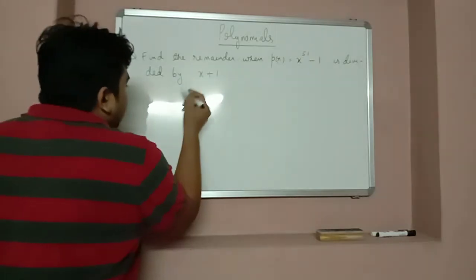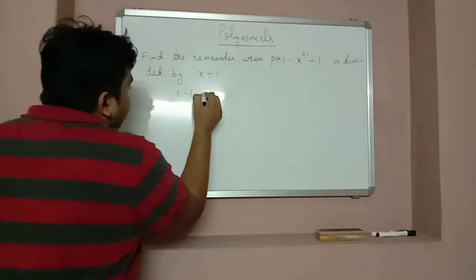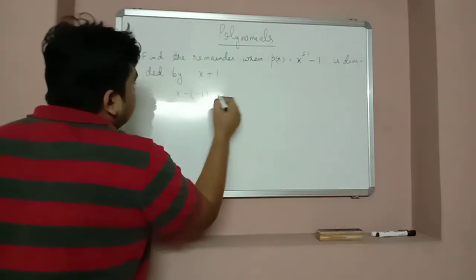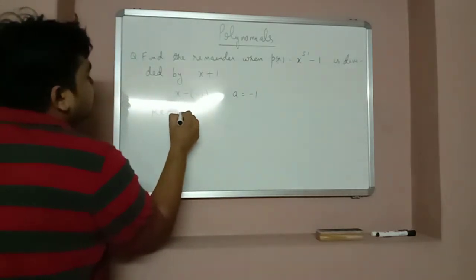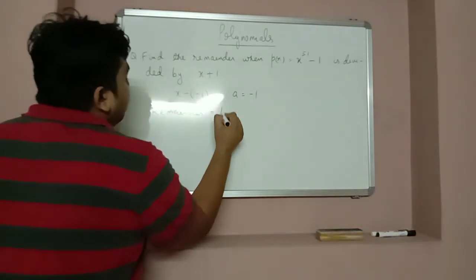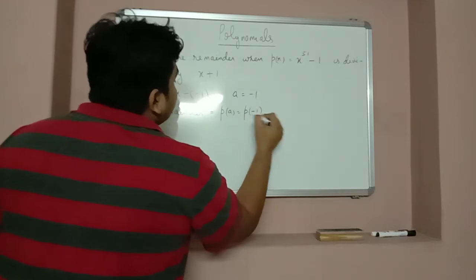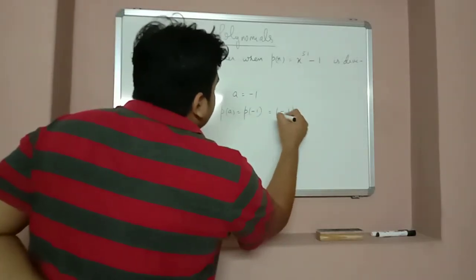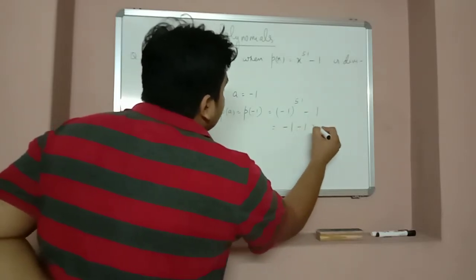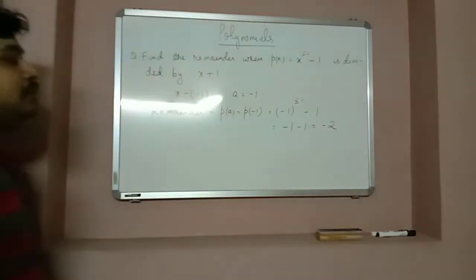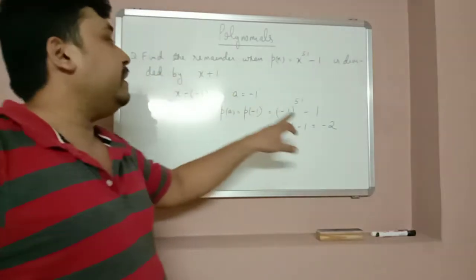According to remainder theorem, again if I compare this with x minus a, I will get a equal to minus 1. So the remainder is equal to p of a, which is p of minus 1, which is minus 1 raised to 51, minus 1. This turns out to be minus 1 minus 1, which is minus 2. So the remainder obtained on dividing x to the power 51 minus 1 by x plus 1 is minus 2.